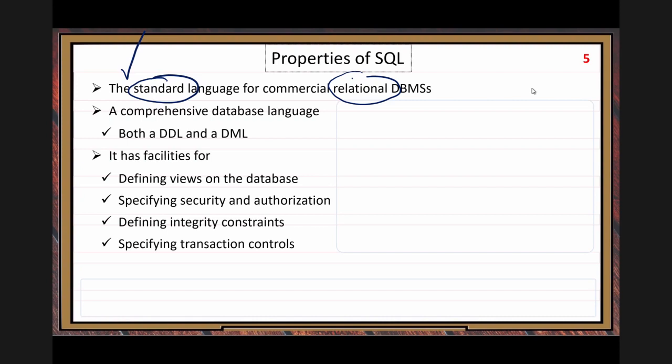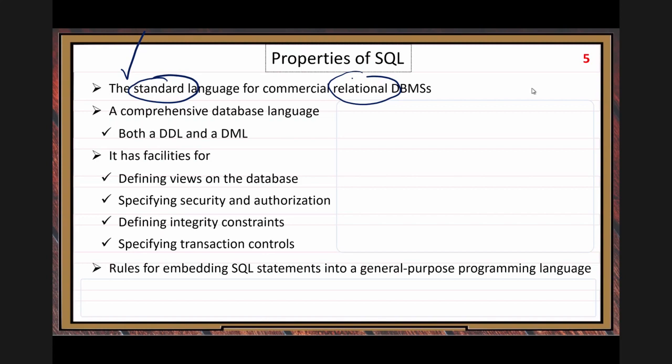Specifying transaction controls. Last time when I explained advanced features, we did how to define a transaction. A block of queries as a unit. You cannot separate the queries inside that group.